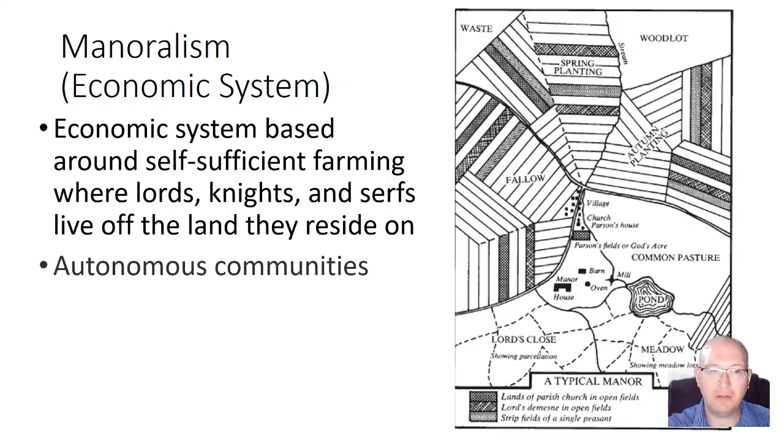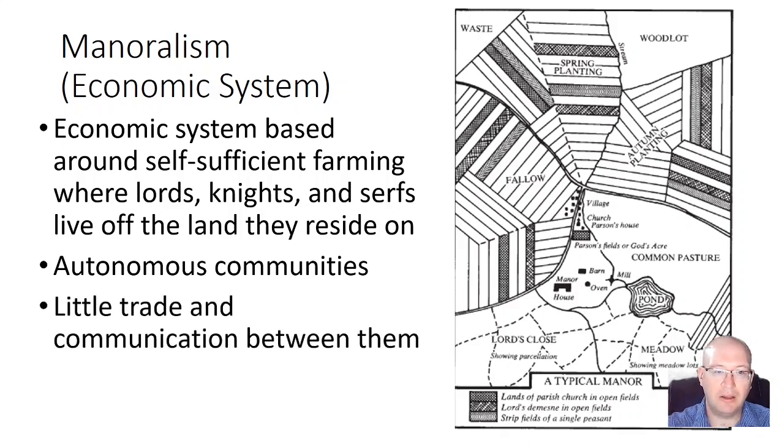So these are autonomous communities. These are communities that basically stick to themselves. The people are not going to be traveling very far from their community. They're not really supposed to. The serfs are tied to the land. The Lord may travel about because he's going to be fighting, but a lot of the other people aren't that much. And because these communities are autonomous, there's little trade and communication between them. So if my village grows wheat and your village grows the same kind of wheat, why would we bother trading? It doesn't make sense. So there's going to be very little trade.